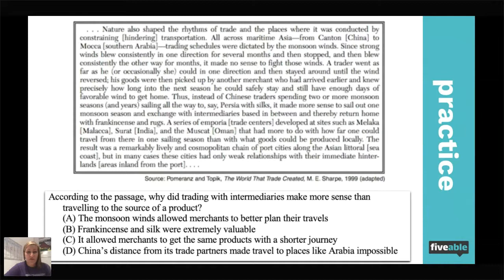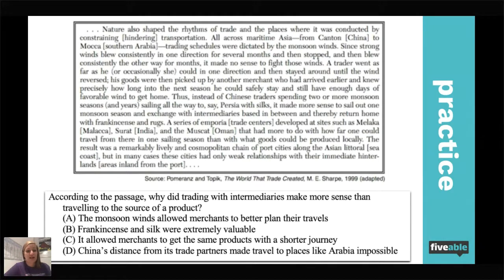Nature also shaped the rhythms of trade and the places where it was conducted by constraining or hindering transportation. All across maritime Asia, from Canton to Mecca, trading schedules were dictated by the monsoon winds. Since strong winds blew consistently in one direction for several months and then stopped, and then blew consistently the other way for months, it made no sense to fight those winds. A trader went as far as he, or occasionally she, could in one direction and then stayed around until the wind reversed. His goods were then picked up by another merchant who had arrived earlier and knew precisely how long into the next season he could safely stay and still have enough days of favorable wind to get home.